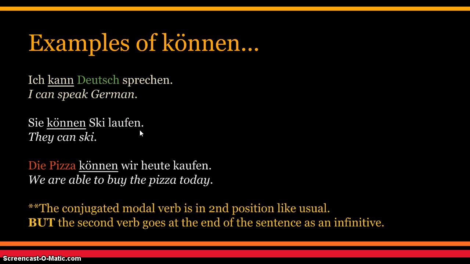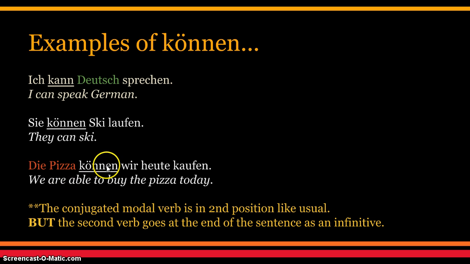Second example. Sie können Ski laufen. So können is the conjugated modal verb for sie, and laufen, the second verb, is booted to the end of the sentence in the infinitive form. Die Pizza können wir heute kaufen. We are able to buy the pizza today.